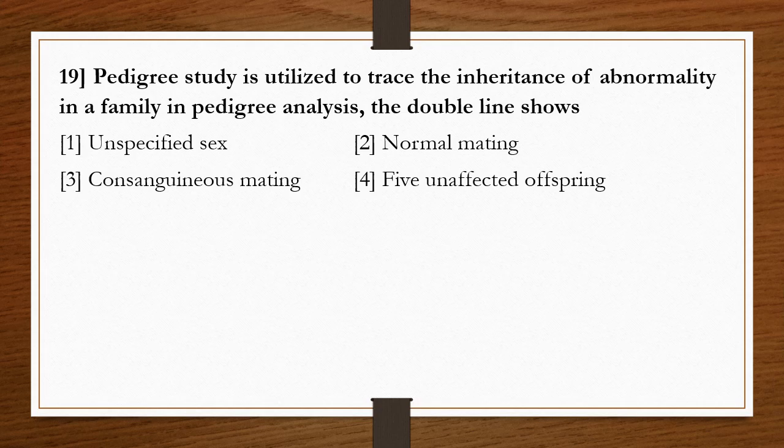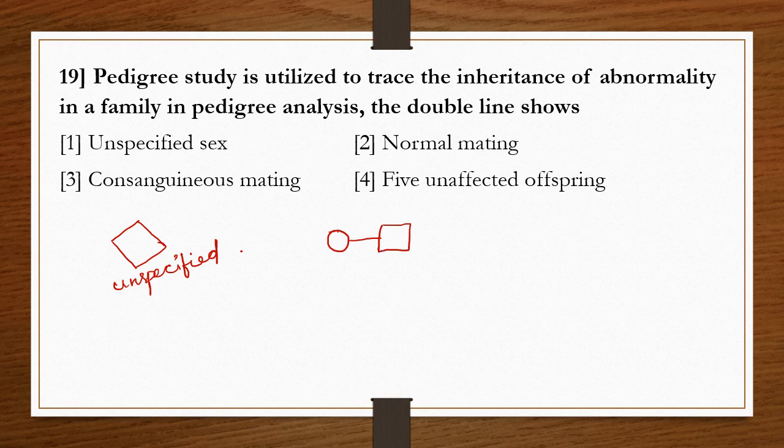Now in pedigree analysis symbols, the double line shows... So unspecified sex is represented with this symbol. This symbol we will call a sex unspecified one. Normal mating, that is female and male, this is a normal mating, a marriage between them.